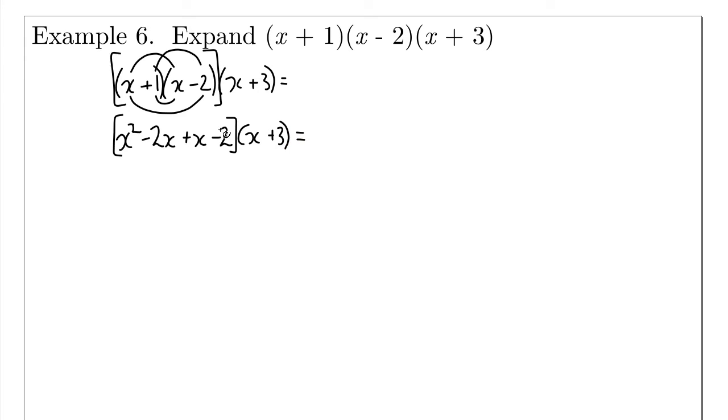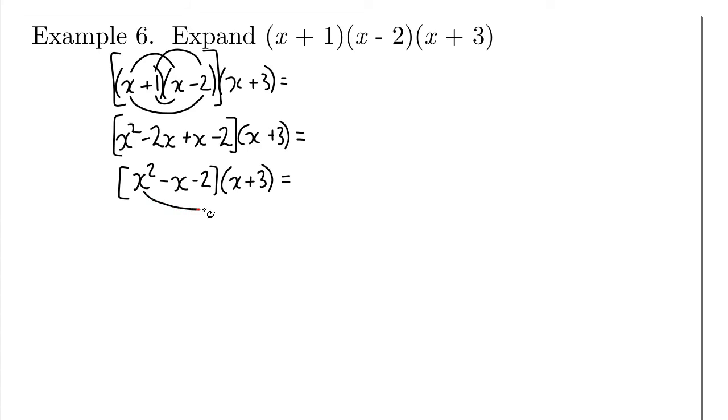Now we want to simplify this before we expand. So we have x squared, minus 2x plus x combined together to give me minus x, and minus 2. So now that we've expanded and simplified the first two brackets, we need to multiply it out by the third bracket. So what I'm going to do is take each term in this square bracket here and multiply it by all of the third bracket.